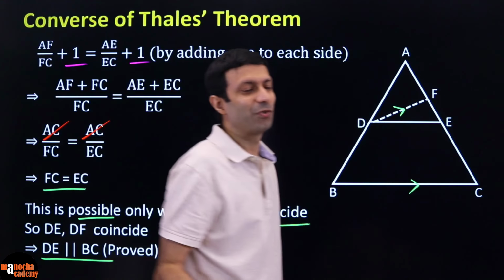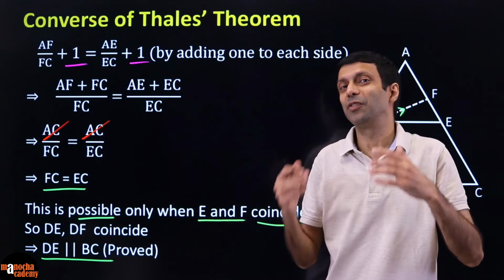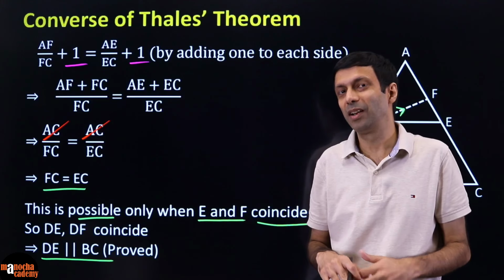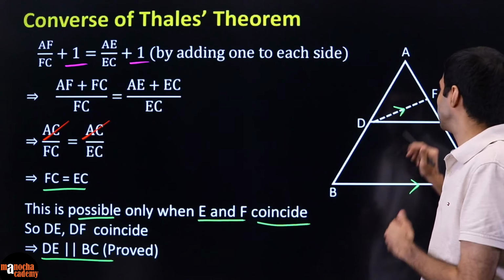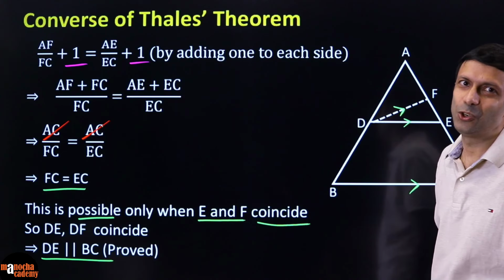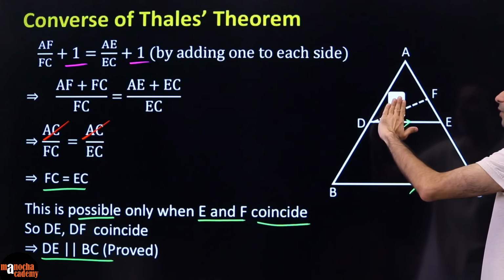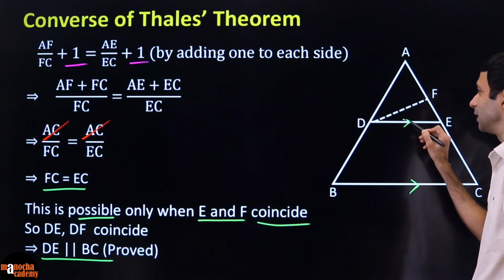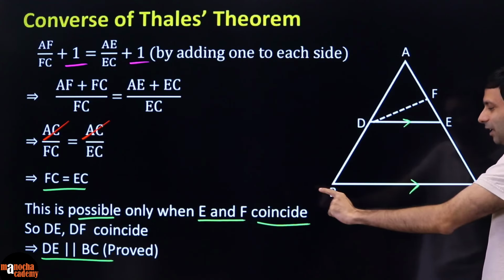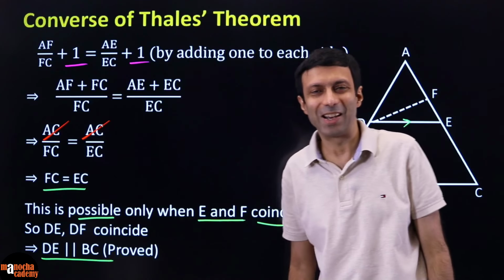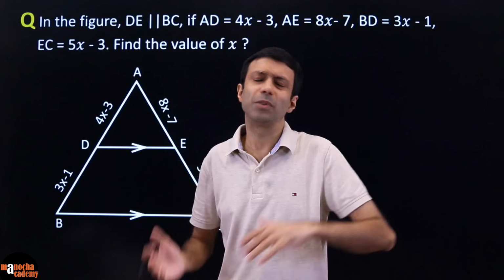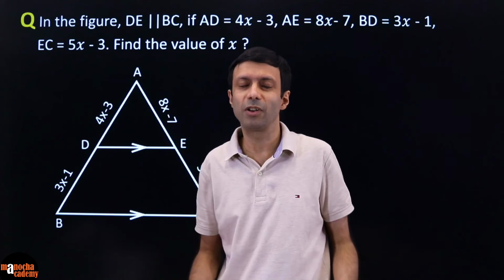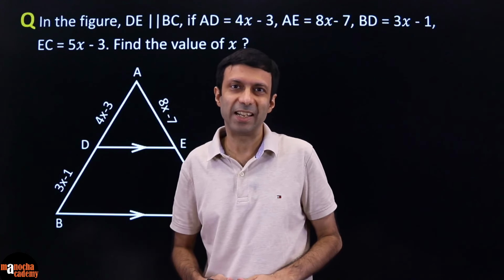And there we have proved the converse of Thales Theorem, that if the ratios are given equal, that means DE is parallel to BC. So it is not DF; since they are the same line, DE and BC are parallel to each other. So there we have done a lot of theorems, the converse of Thales Theorem, corollaries. Now let's get into some exciting sums.